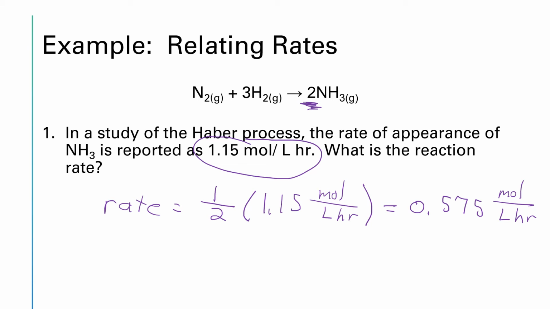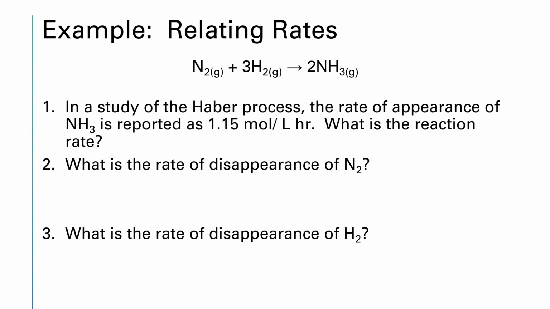On the next slide, we're going to use the same data, but see how we would express the rate of the disappearance of a reactant, for instance. Okay, so this is just a follow-on to the previous slide. We're given information about the rate of appearance of ammonia, but in part 2, we're asked what is the rate of disappearance of nitrogen. So nitrogen's a reactant.